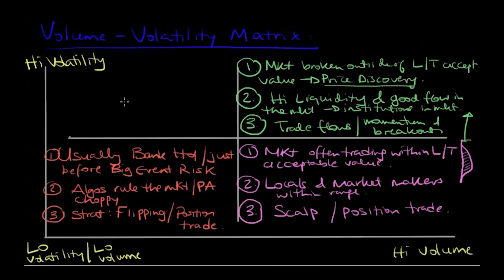Then we've got probably a very rare scenario, I'd say a lot rarer than the scenarios we just covered. In that scenario, we've got high volatility but low volume. So what we'll say here is this is a rare scenario, and it usually occurs when there's been a large market shock. What do I mean by that?